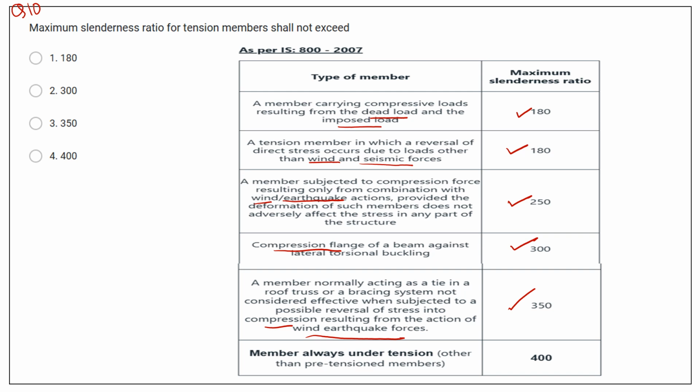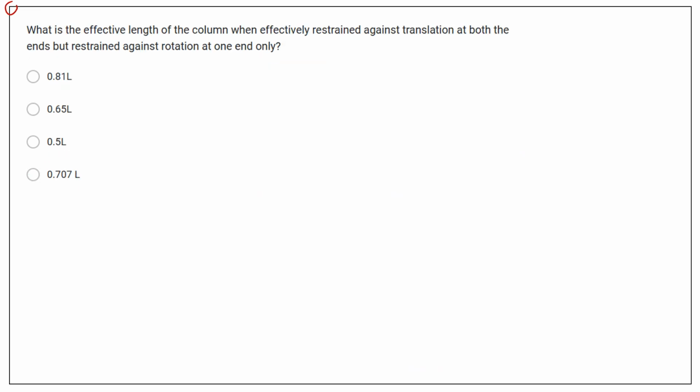Then the last one, members always under tension other than pre-tension member, is 400. So here the slenderness ratio for the tension condition is 400. So your last option, option number 4, is correct, which is 400. The next question, question number 11. What is the effective length of the column when effectively restrained against translation at both ends?